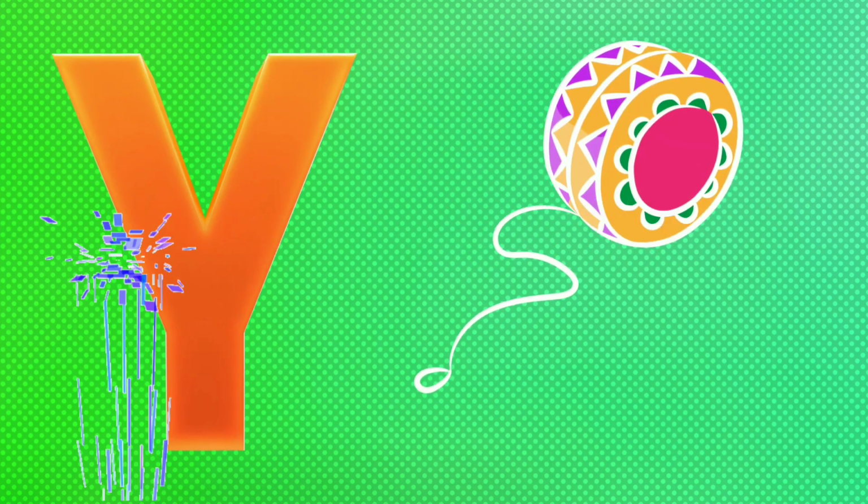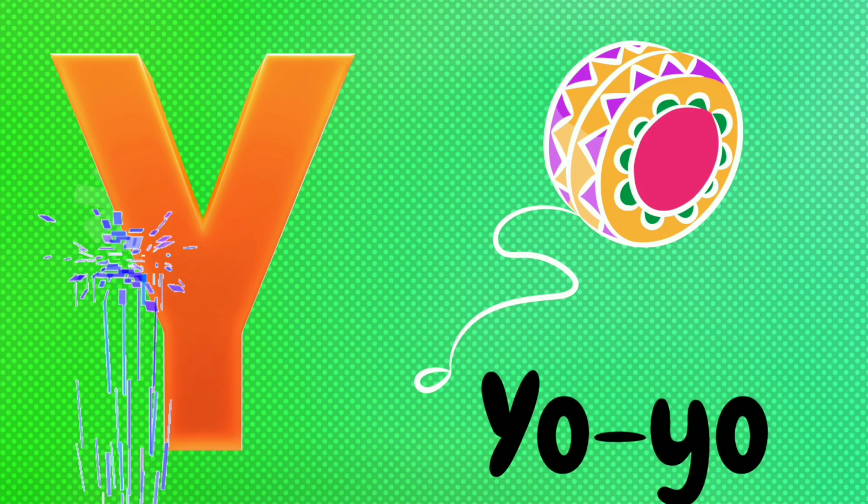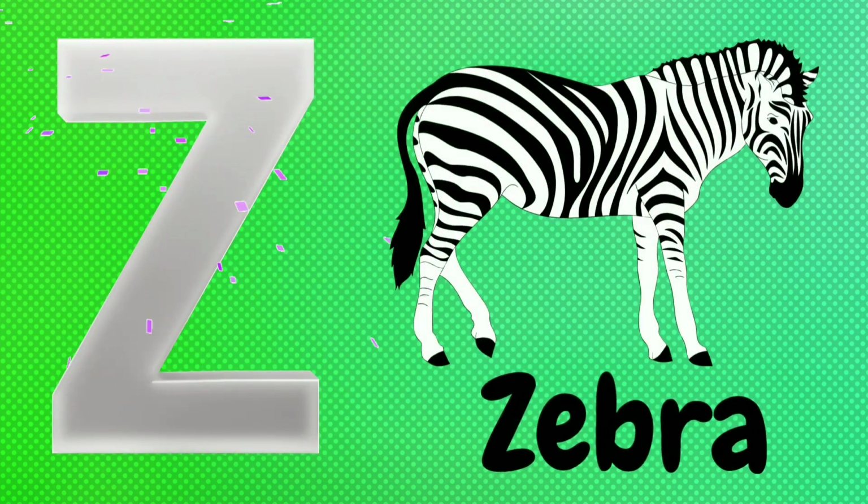xylophone. Y is for yo-yo. Y, y, y, y, yo-yo. Z is for zebra. Z, z, z, z, zebra.